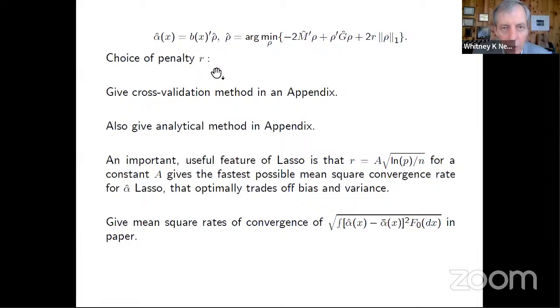Choice of penalty. Notice that there's a penalty that shows up. There's a cross-validation method you can use, given in the appendix of the paper. It's just the natural extension of the Lasso cross-validation to this setting. There's also an analytical method in that appendix, and that tends to set lambda a little higher, which is probably good. A useful, important feature of Lasso is that you get the rate right.